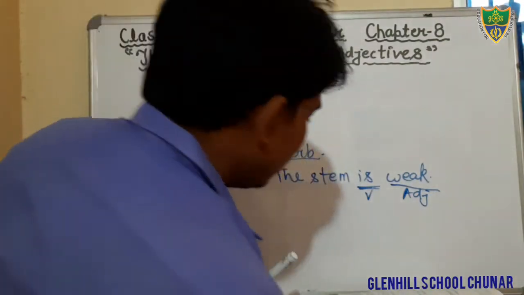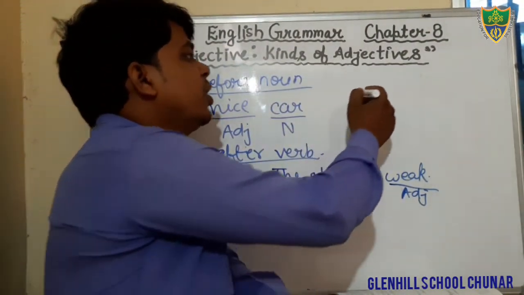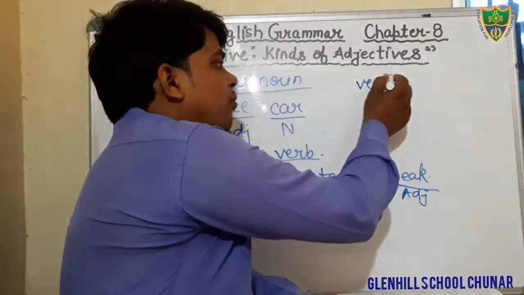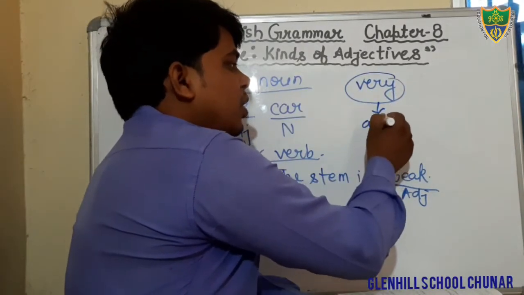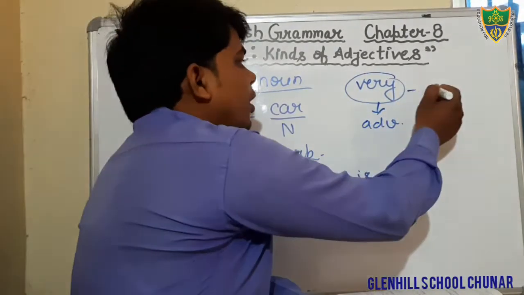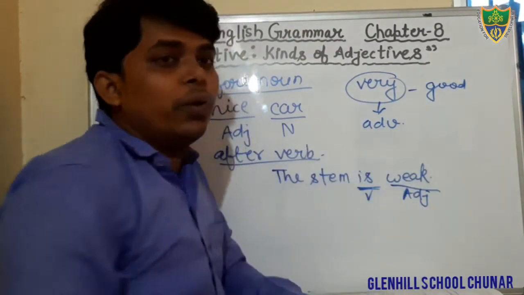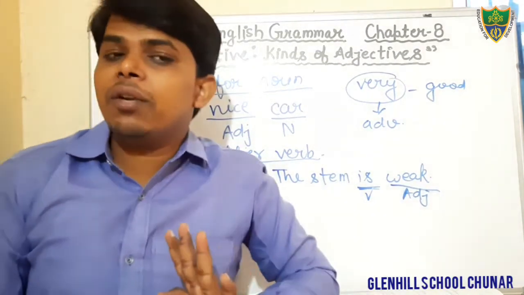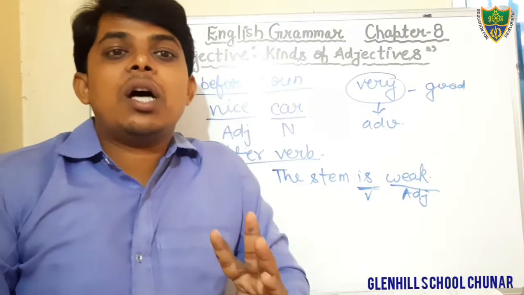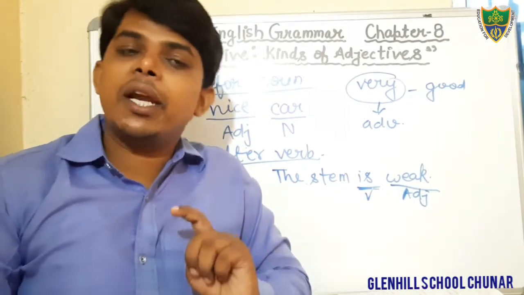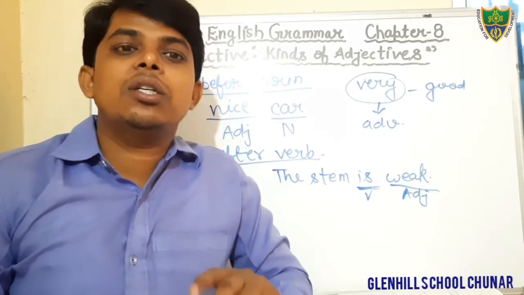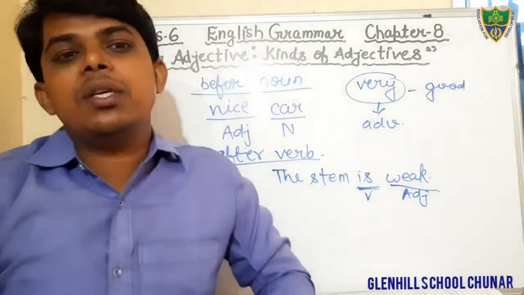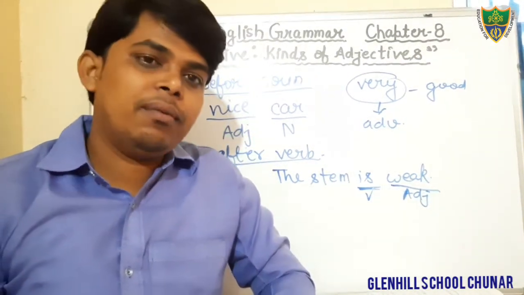And what is the third? In the third feature, I have told you it occurs just after the adverb very. Just after very, we can put good, nice, beautiful: very good, very nice, very beautiful. So in the first feature, we have seen that it occurs before the noun. In the second feature, it occurs just after the verb, the helping verb. And in the third feature, it generally occurs after the adverb very.